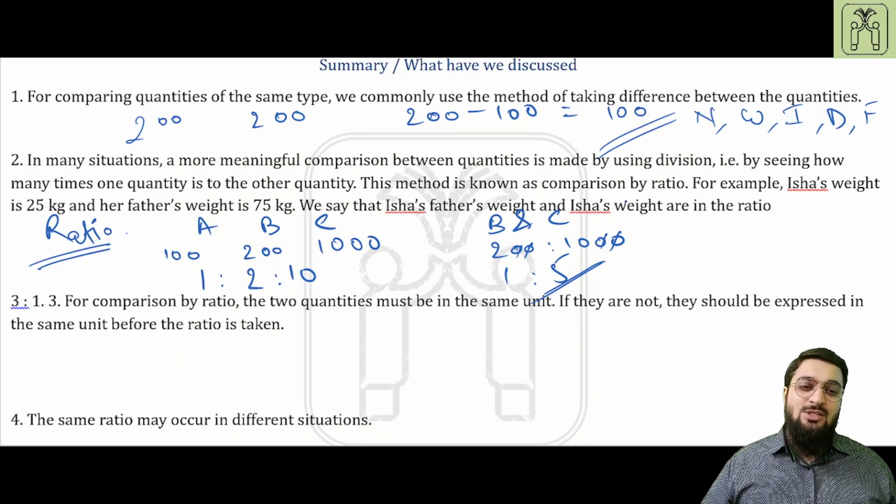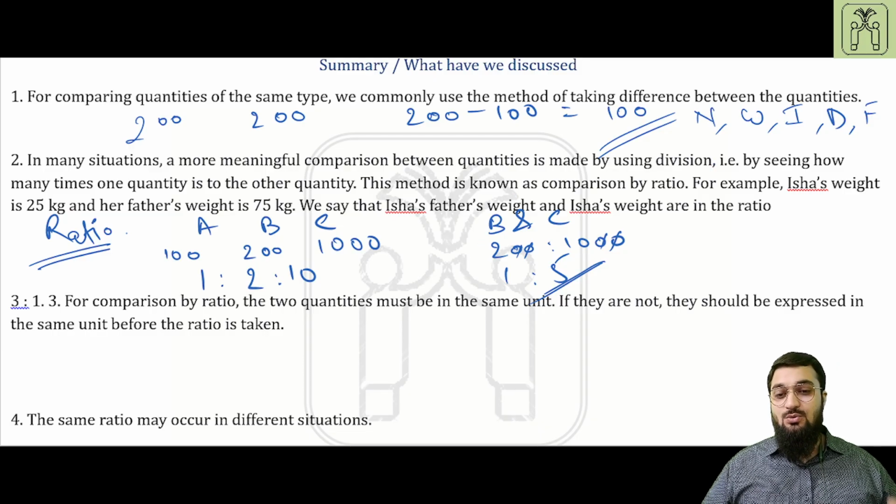That is what is mentioned over here, that the more meaningful comparison of quantities is by division, by seeing how many times one quantity is to the other quantity. This method is known as comparison by ratio. For example, Isha's weight is 25 kilo and her father's weight is 75 kilo. We can say Isha's father weighs 3 times Isha's weight.